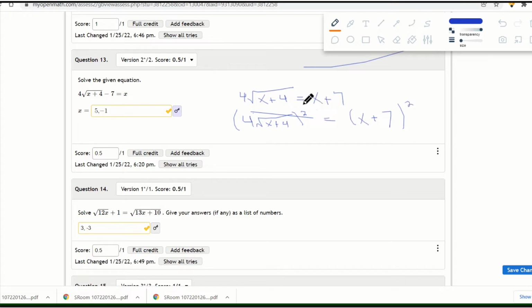Now, on the left side, the 4 is not underneath the square root. So when we square it, it's going to become 16. But when we square the square root, and I apologize for my dog in the background, it's just going to come out. These two are going to undo one another, and we're just going to get x plus 4.